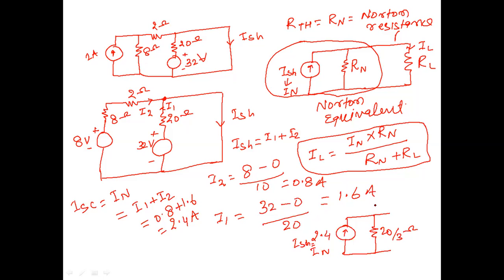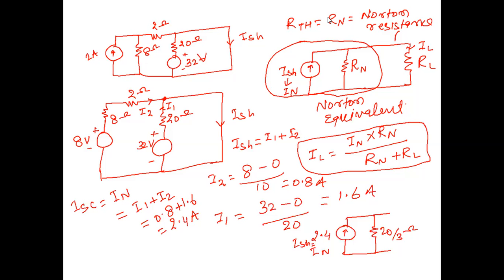How can we find it? Let us check. We can directly calculate the Norton current by using the Thevinin equivalent. So what was our Thevinin equivalent? This was the resistance, that was 20 by 3 ohm, that is RTH. And what was the VTH? VTH was 16 volt. This is our Thevinin equivalent.